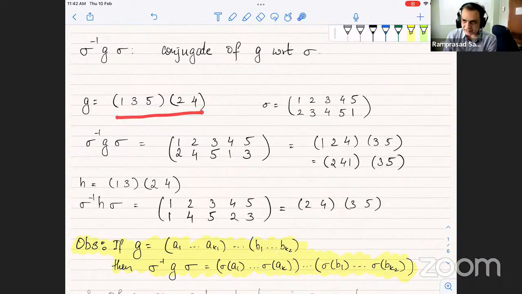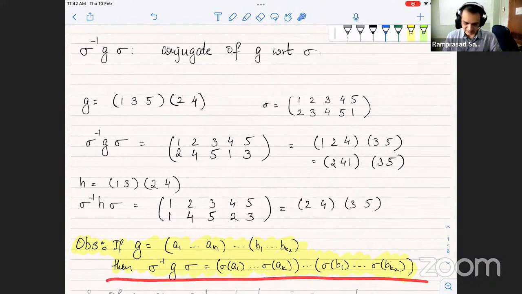So G was originally 1, 3, 5. Just imagine relabeling all of these 5 characters you see using sigma, but otherwise keep the cycle structure as is. Then what you end up getting is 2, 4, 1, and 3, 5, which is what the conjugate was. So similarly, if you look at 1, 3, and 2, 4 and apply this relabeling operation, 1 will go to 2, 3 will go to 4. So 1, 3 becomes 2, 4, and 2 goes to 3, and 4 goes to 5. So 2, 4 became 3, 5. So it's a literal relabeling operation, and that's what this observation basically says.